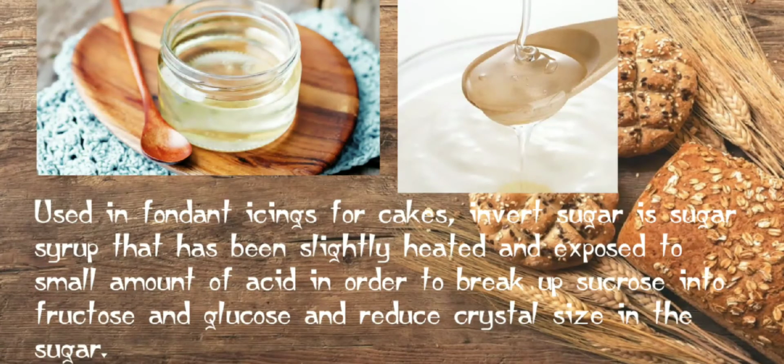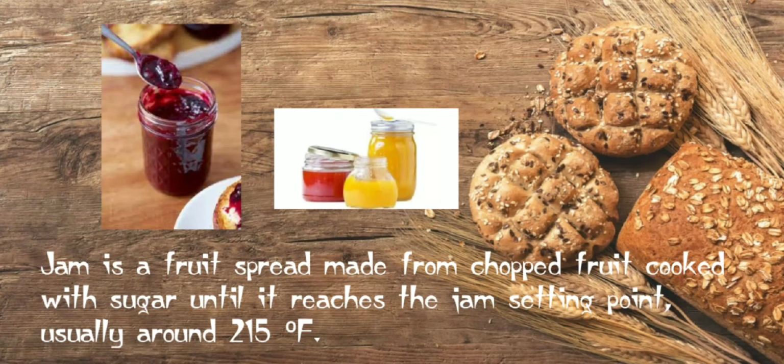Used in fondant icings for cakes, invert sugar is a sugar syrup that has been slightly heated and exposed to a small amount of acid in order to break up sucrose into fructose and glucose and reduce crystal size in the sugar.